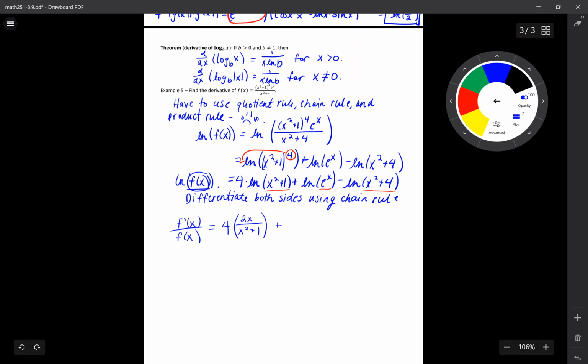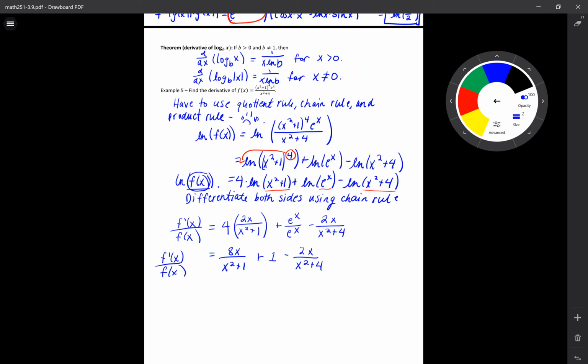The derivative of the inside here is just e to the x over e to the x. So I have natural log of e to the x, while my u is e to the x, and so is u prime. Minus the derivative of natural log of x squared plus 4. I take the derivative of x squared plus 4, which is 2x over x squared plus 4. So this is equal to 8x over x squared plus 1, plus simplifying e to the x over e to the x gives me a 1, minus 2x over x squared plus 4. And again, this is equal to f prime of x over f of x.